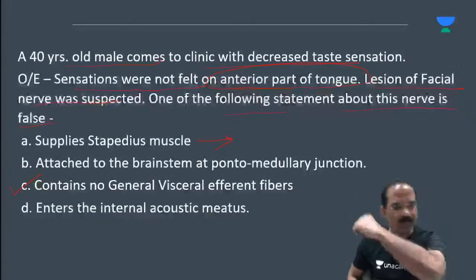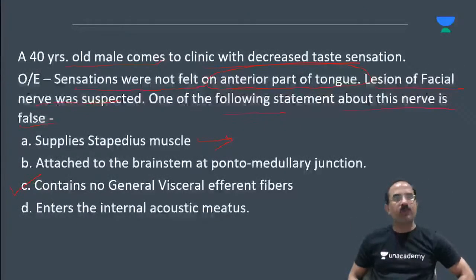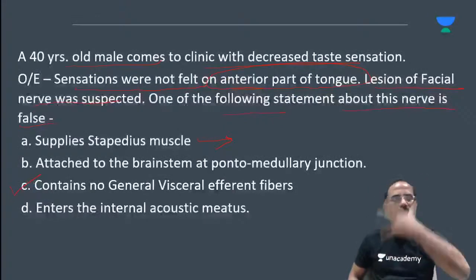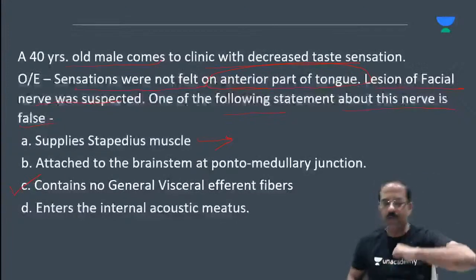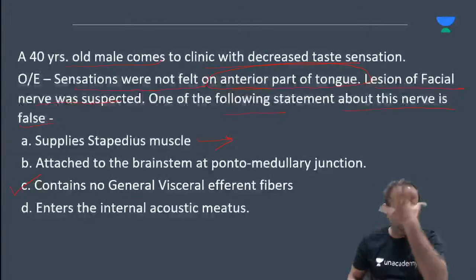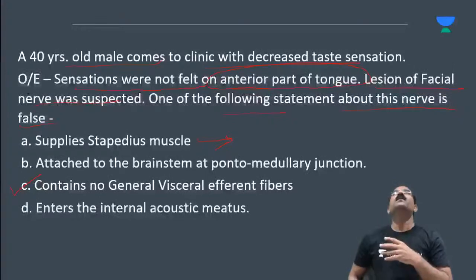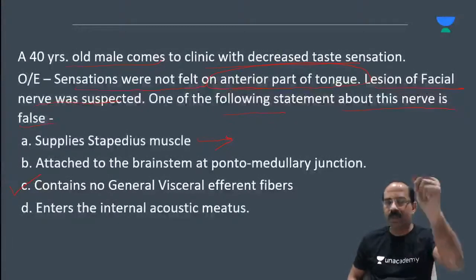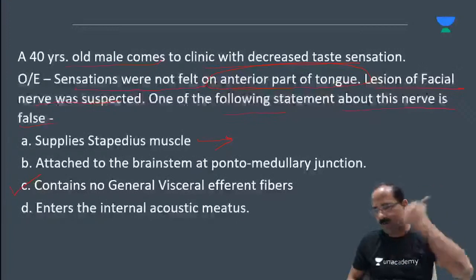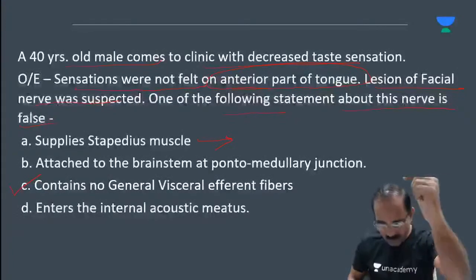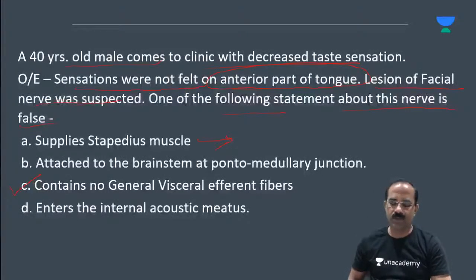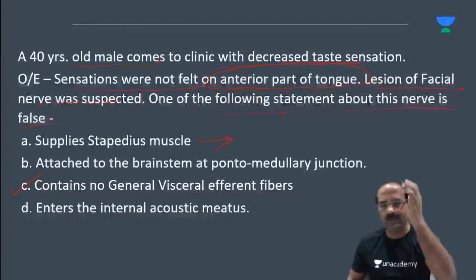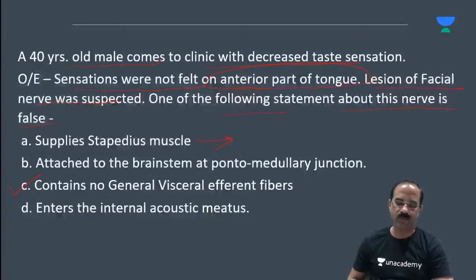Yes. The facial nerve is the nerve of the second pharyngeal arch. And all the muscles derived from the second pharyngeal arch are therefore supplied by the facial nerve. Which are these muscles? These are the muscles of facial expression, the stapedius in the ear, and two more muscles, the stylohyoid and the posterior belly of digastric.